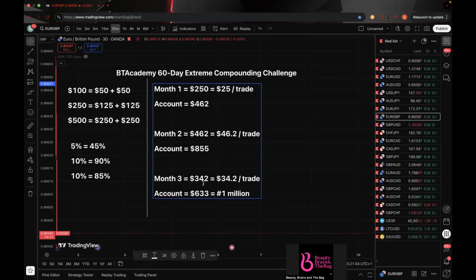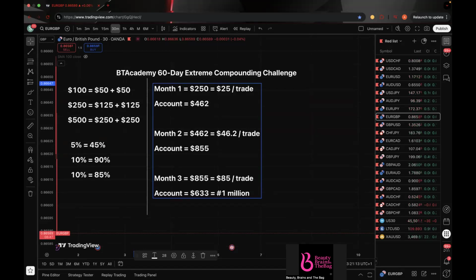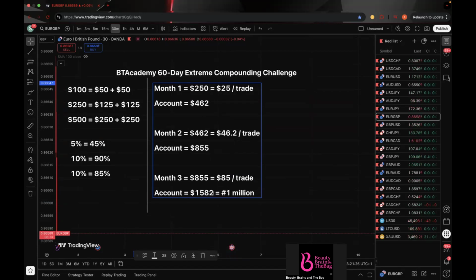Then month three, starting with $855, that means I'm risking 85 per trade, times 1.85. That's approximately 8,600. Converting this to Naira at 1,530, that would be 2.4 million.